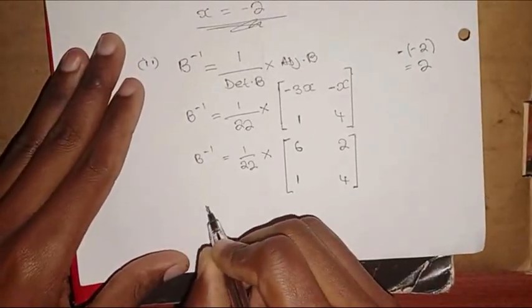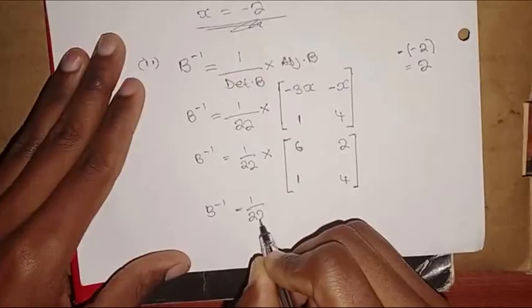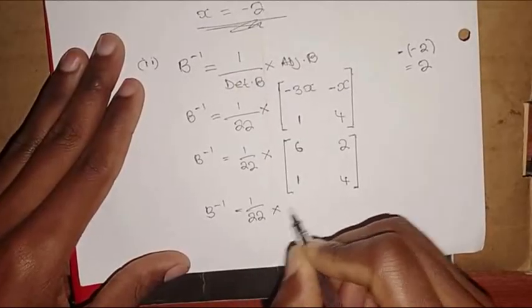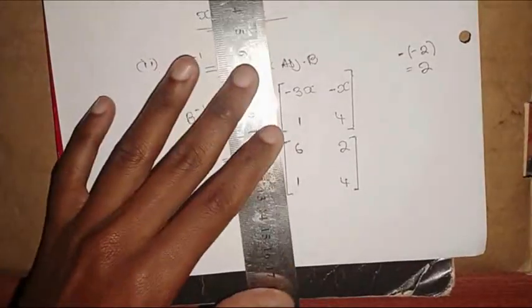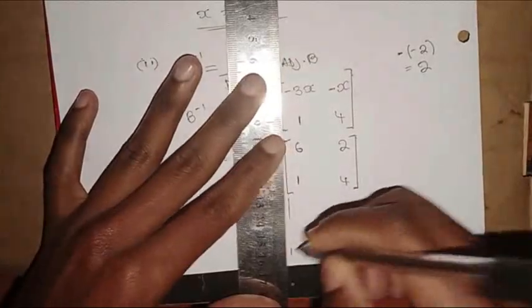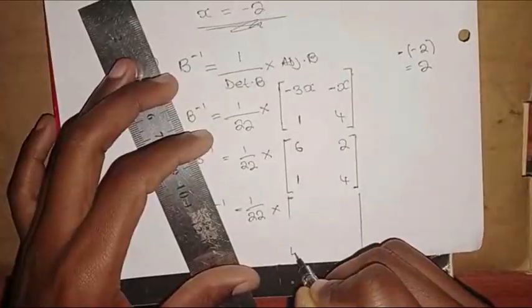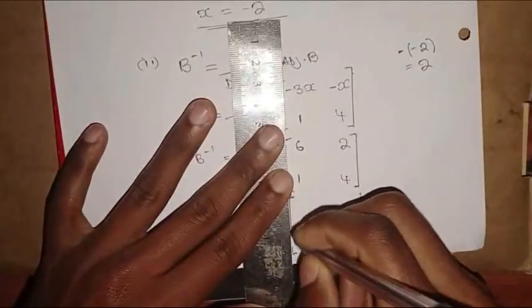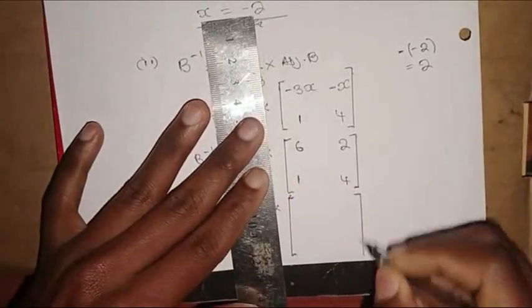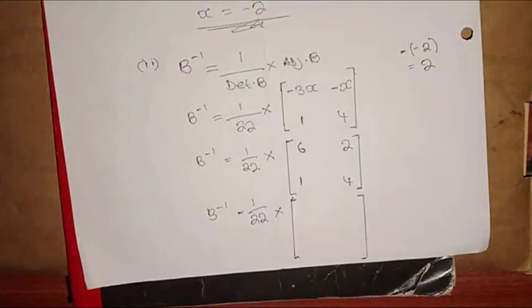So for the final answer, all we need to do is multiply this 1 over 22 by all the elements in the matrix, and that will be our final answer. As simple as that. All you need to do is practice, practice, and do more practice. Matrices used to puzzle me a lot, but I came to understand that the more you practice these problems, the better you become.